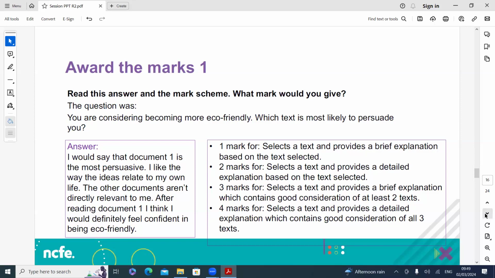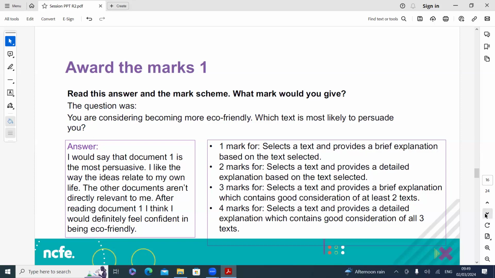Okay, so I would always start with the lowest mark and decide, does the answer fulfill what's required for that mark? And if it does, I would then move on to the next mark and ask that question again, and so on, and that will help me reach my decision as to how many marks the answer should get. So we'll do that together, so you'll see what I mean.